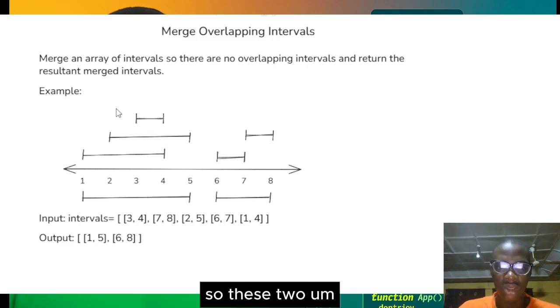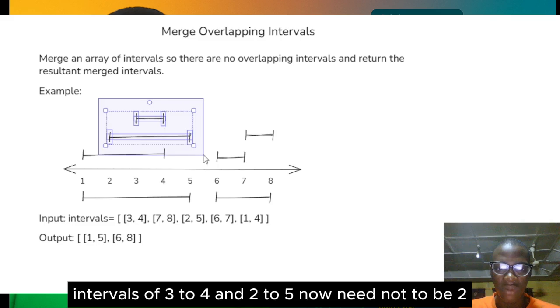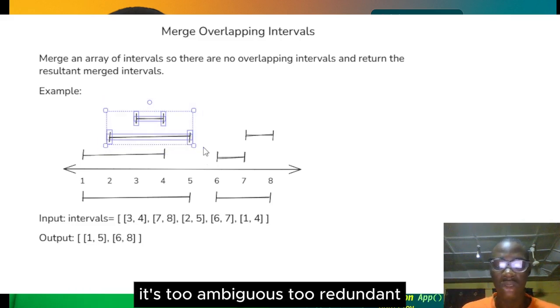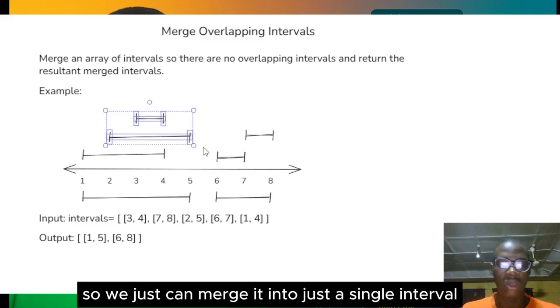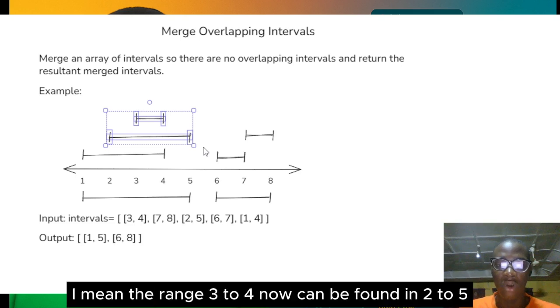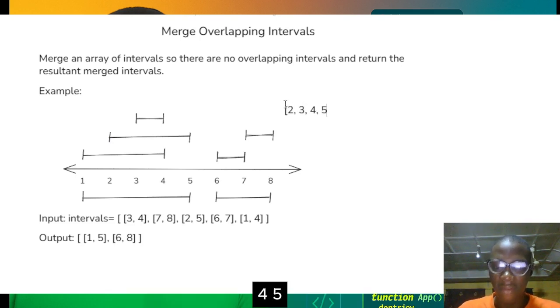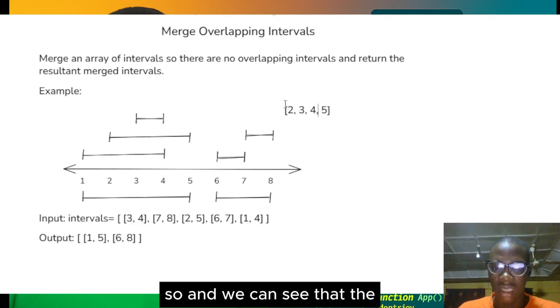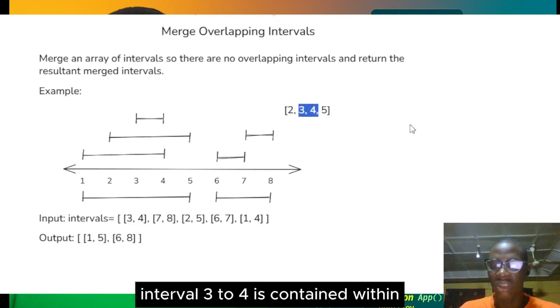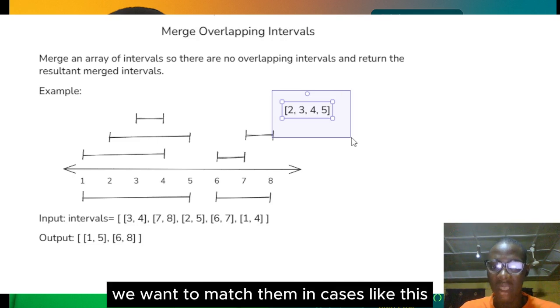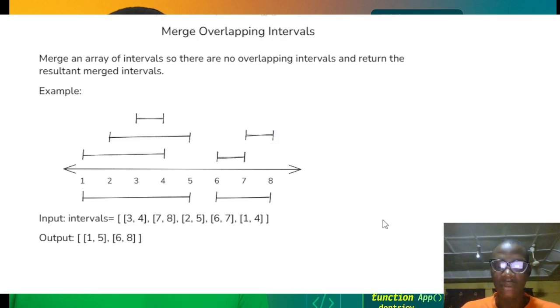So these two intervals, 3 to 4 and 2 to 5, need not be two. It's too ambiguous, too redundant. We can merge them into just a single interval, because the range 3 to 4 can be found in 2 to 5. Don't forget that 2 to 5 is actually 2, 3, 4, 5. We can see that the interval 3 to 4 is contained within 2 to 5, so we want to merge them in cases like this.